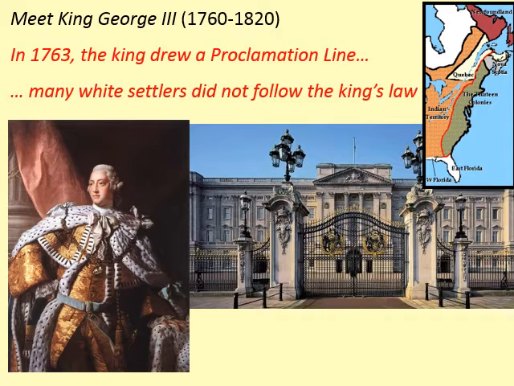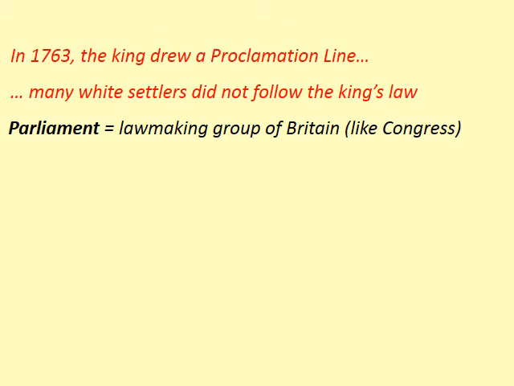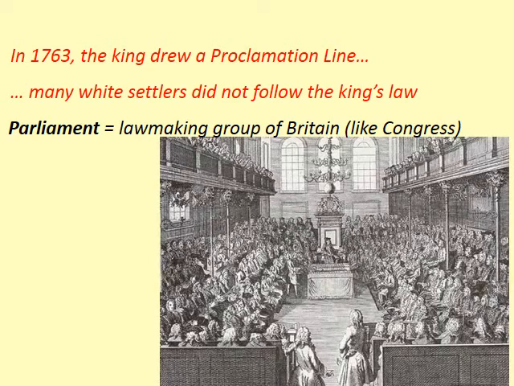Now, when you see text in red like this, that's giving you a hint of why the British government did something. So there's this line, white settlers aren't following the law. So Parliament, the lawmaking group, tries to do something about that. They didn't follow the king's law, so they make their own law.